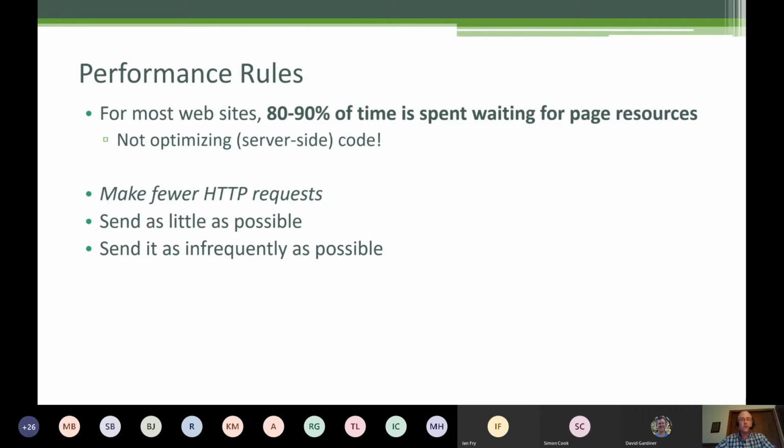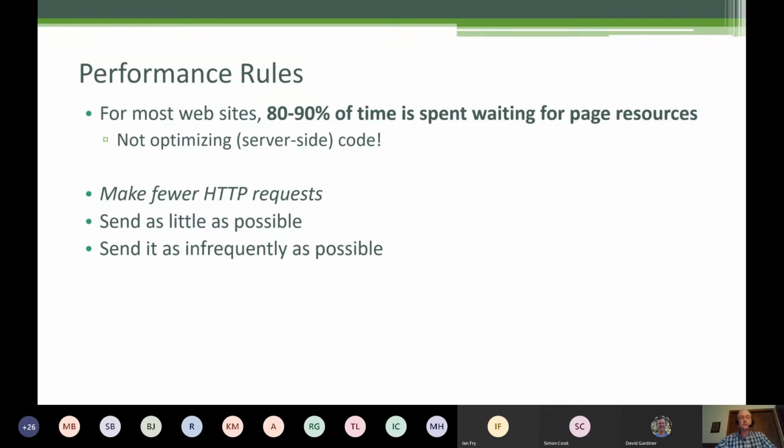There's three major rules for performance. We want to make fewer HTTP requests. I put that in italics because I am going to talk about HTTP 2 later. You still don't want to request stuff you don't need. But some of the techniques we used to use to reduce the number of requests are not as useful anymore with HTTP 2, so we'll get into that.